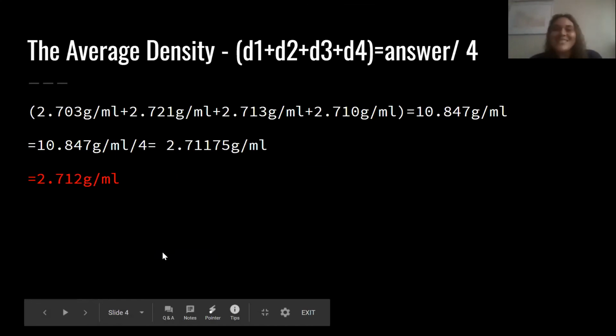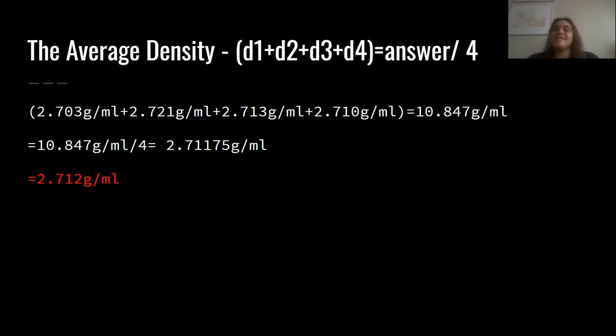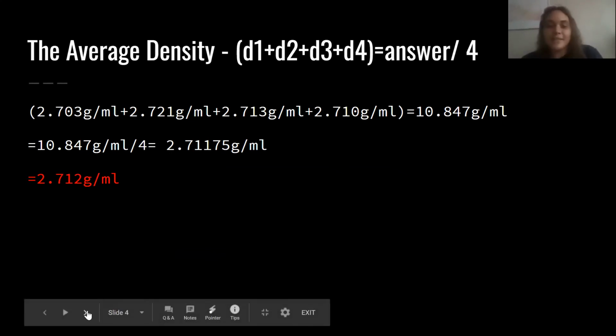And then I also did the average for density, which is density 1 plus density 2 plus density 3 plus density 4, and then the answer divided by 4. So before I divided the answer by 4, I got 10.847 grams per milliliter. Then after I divided it and rounded the sig figs, I got 2.712 grams per milliliter.